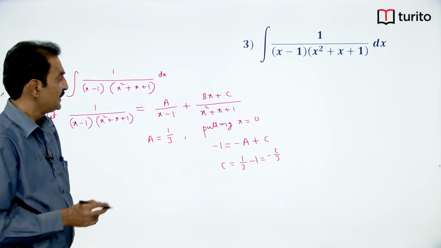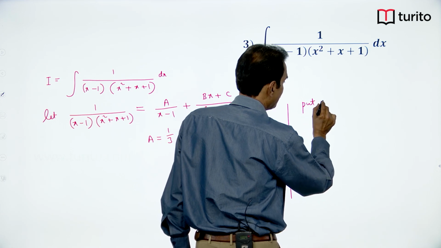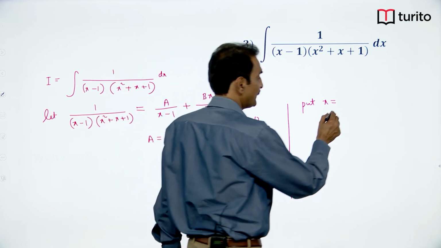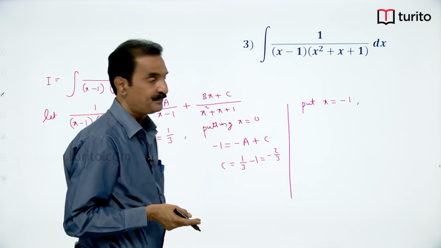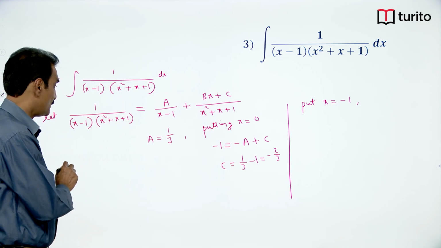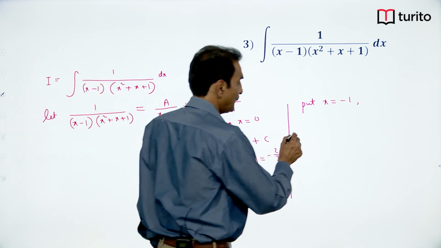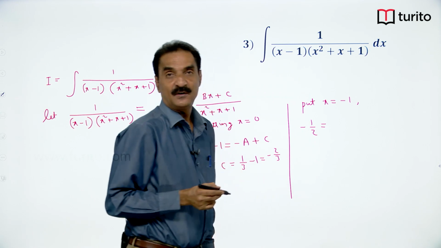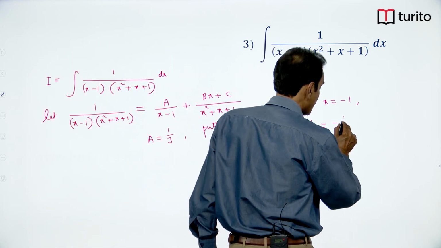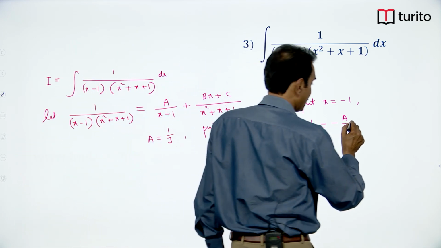Now, for getting b, you put any other value. Already we have substituted 1 and 0. So, I will put x is equal to minus 1. Or you can substitute 2, any number. If you substitute minus 1, what is the LHS? 1 by minus 2 into, this is 1. So, 1 by minus 2 is equal to, put x is equal to minus 1 here, you will get minus a by 2. Next, minus b plus c by 1.